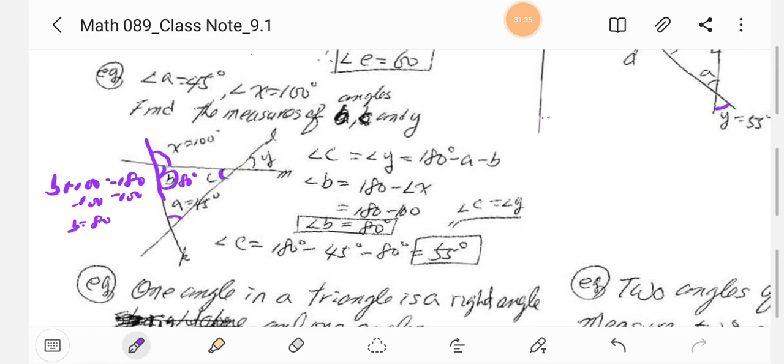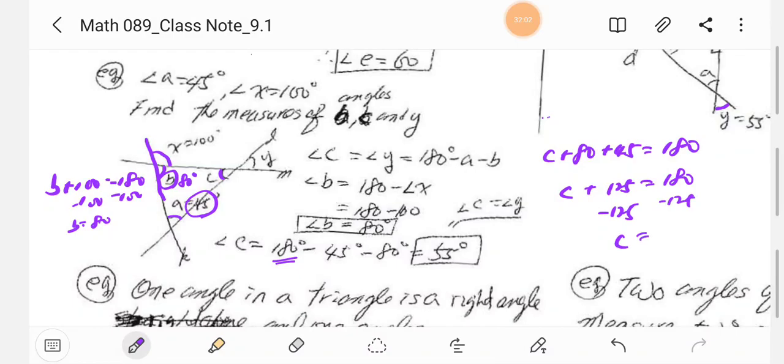And then C is, since we know two angles in a triangle, add up these three angles, that will make 180, right? So angle C plus 80 plus 45 will be 180. Then C plus 125 is equal to 180, and minus 125 each side. Then angle C will be 55, right? So we found angle C. So angle C is 55, and angle Y is a vertical angle, so angle Y is same as angle C, which is 55.